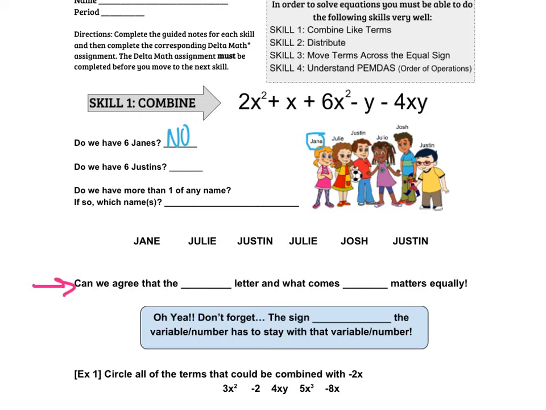So let's look at this scenario and see, do we have more than one of any name? And if so, what name? Is there anyone among these 6 friends who have the same full name? And yeah, we know right away, we have a Justin and we have a Justin. So yes, more than one of these kids' names are Justin. So what we could say is that we have 2 Justins.